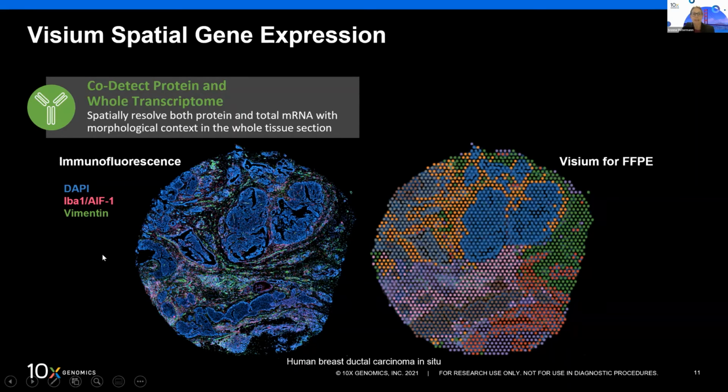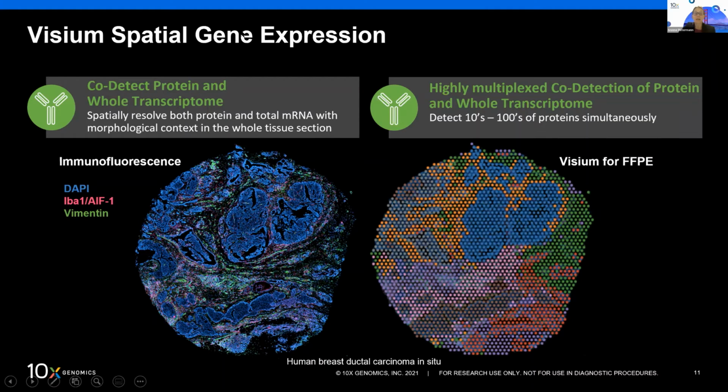In this case here, we have IBA and AIF1, as well as vimentin, which distinguishes mesenchymal tumors from endothelial tumors, and DAPI is usually used as a morphological stain. And you know, you can overlay this again in the tissue view.